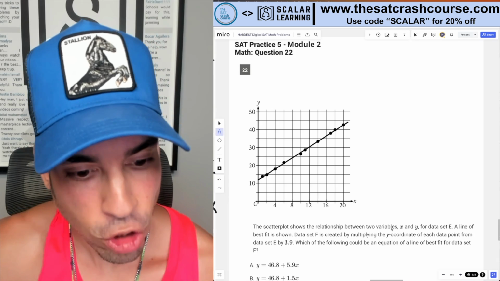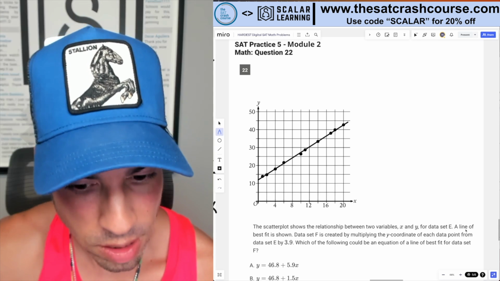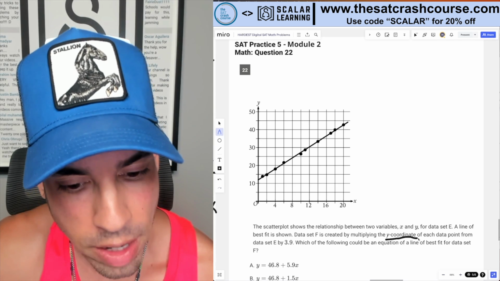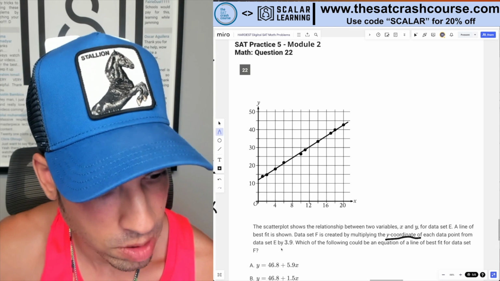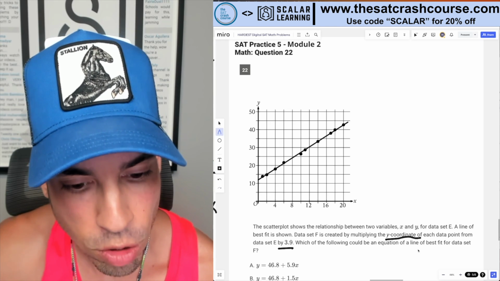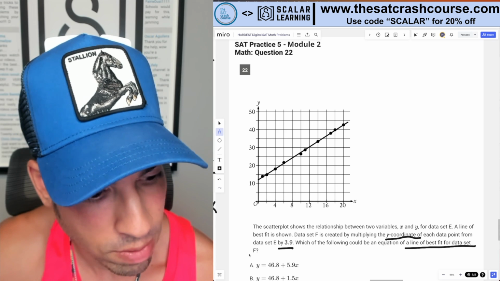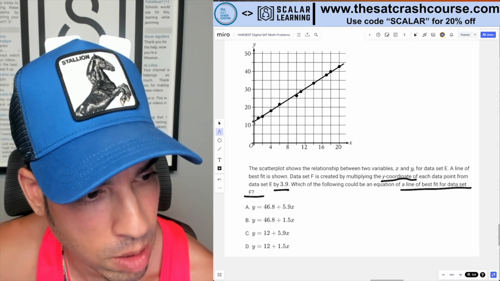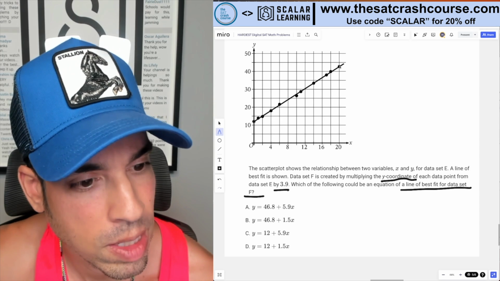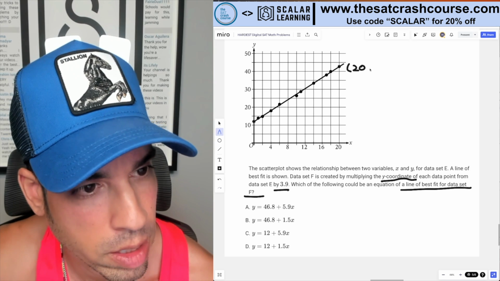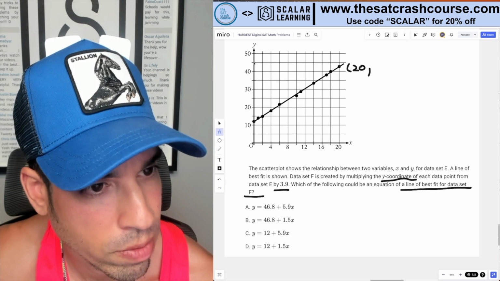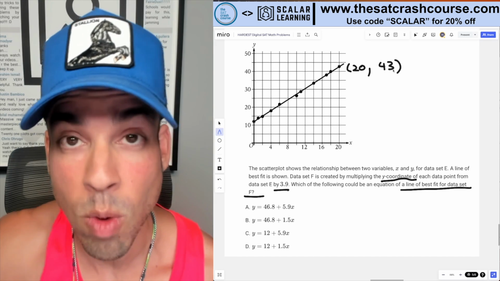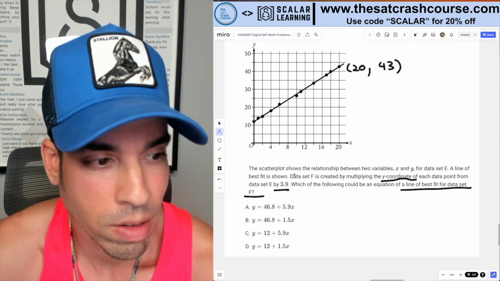Done. The scatter plot shows a relationship between two variables x and y for dataset E. A line of best fit is shown. Dataset F is created by multiplying the y coordinate of each data point from the set by 3.9. Which of the following could be an equation of a line of best fit for dataset F? So my strategy here is basically I'm going to choose two nice points. How about this, my nice y-intercept, and maybe this point, which looks like, I don't know, 20, comma, if that's 45, that's maybe like 43. And we're going to multiply the y values by 3.9, I'm just going to say 4, okay?